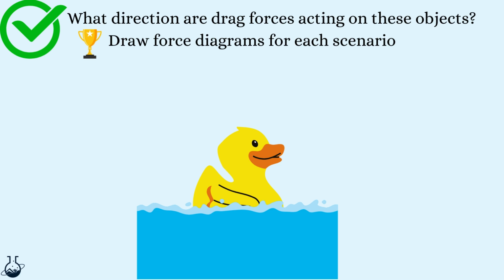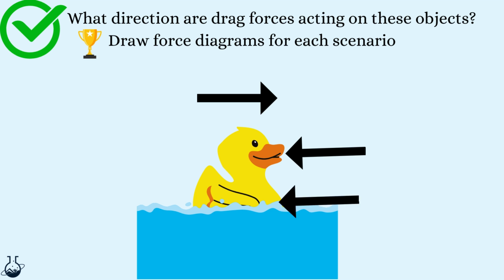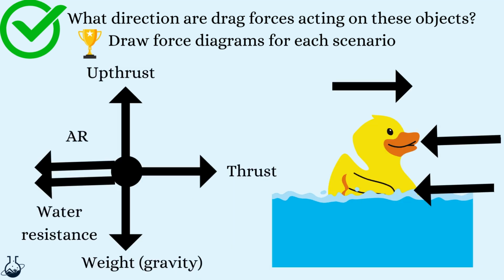This duck is floating on water, moving in this direction. Therefore, there will be some air resistance acting against the duck, and also some water resistance between the base of the duck and the water. So we have a little more going on in our force diagram for this one.